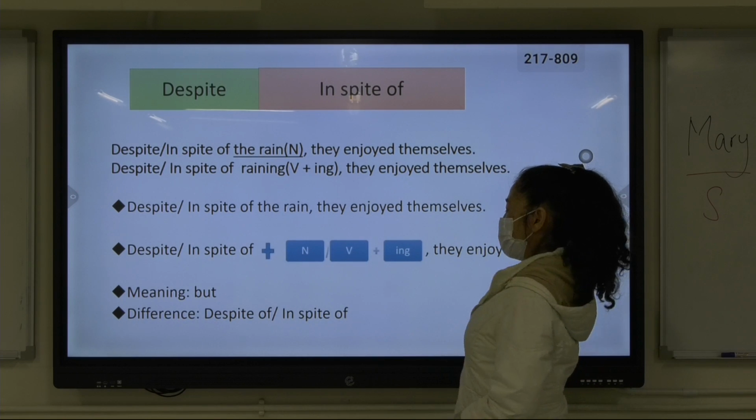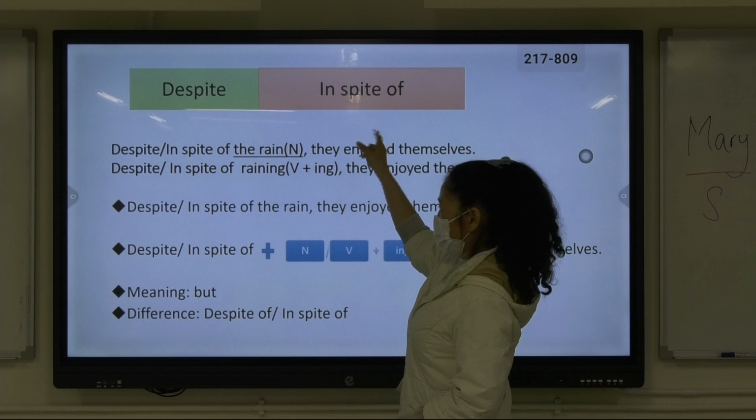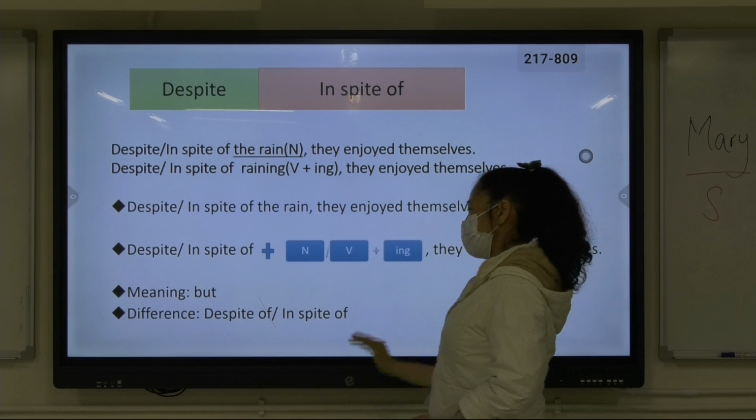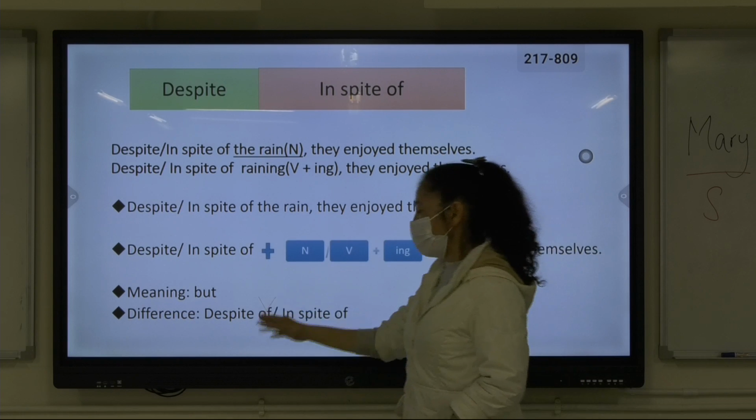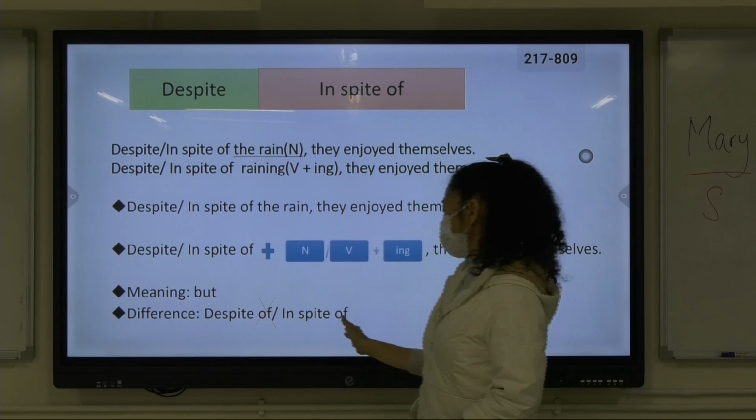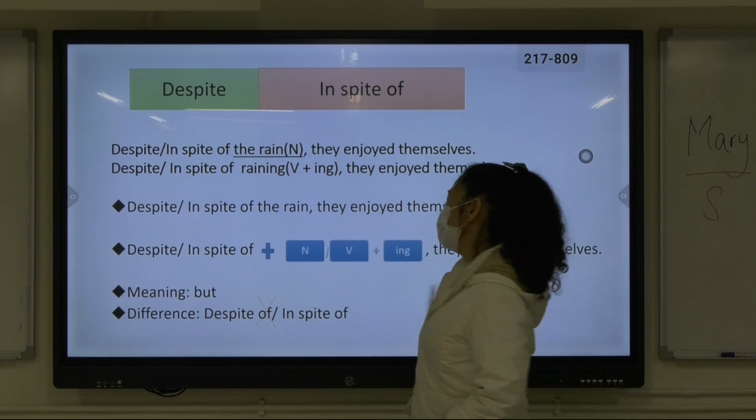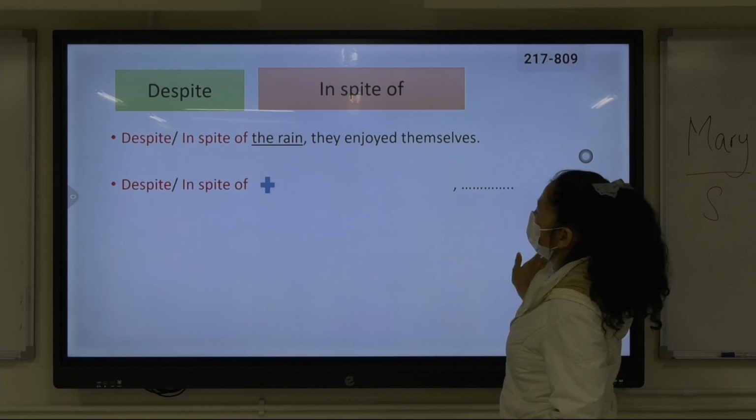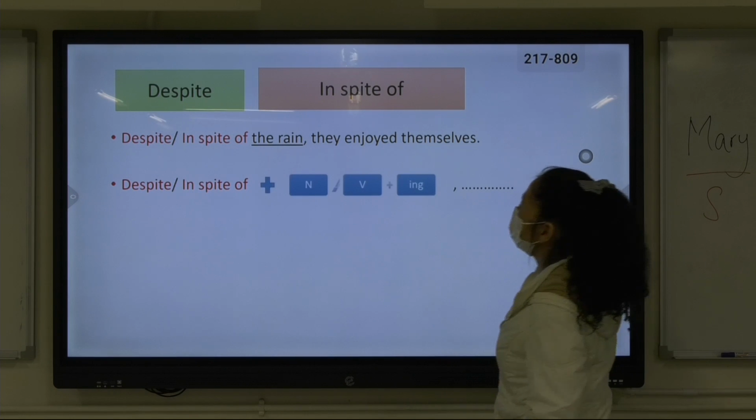What about the difference between despite and in spite of? As long as they are the same, they carry the same meaning. A little bit different is despite is one word, no of. In spite of is three words. Okay? So, now let's look at despite and in spite of again.